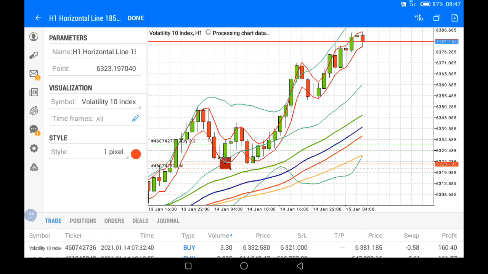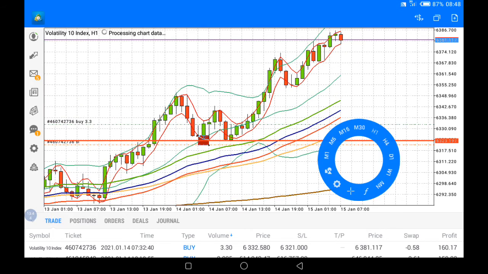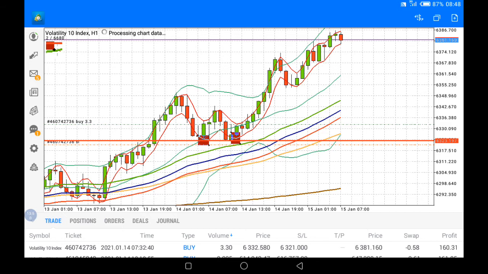Let me make the horizontal line thicker. All right, you could see, I just showed you the first bottom, which is the shaded rectangle, and this is the second bottom that also touched that horizontal line. So that is a double bottom pattern.